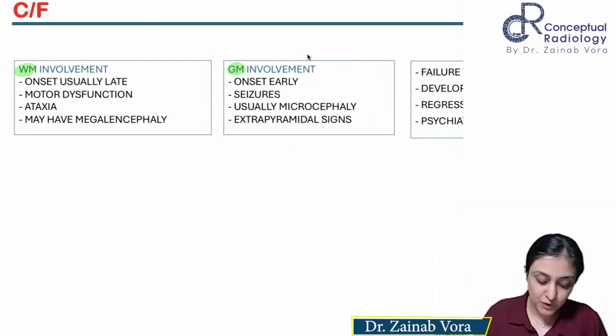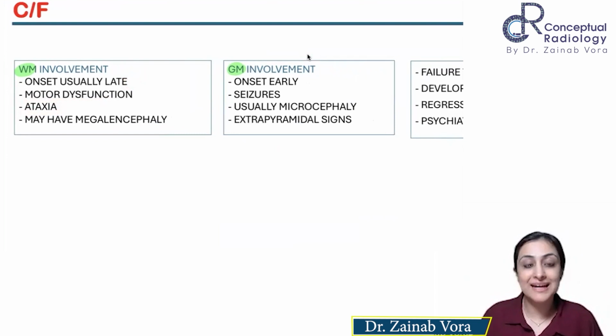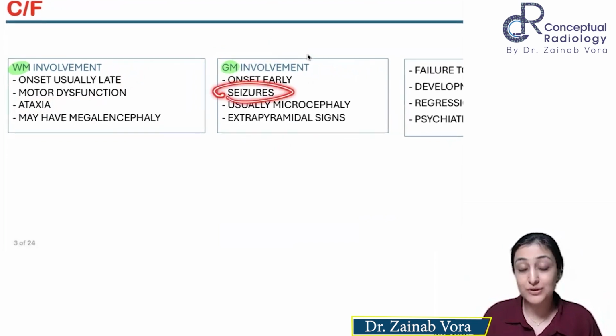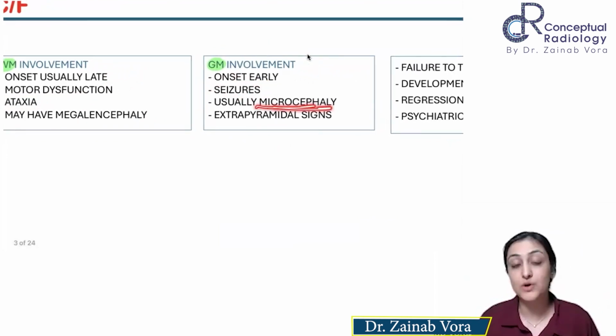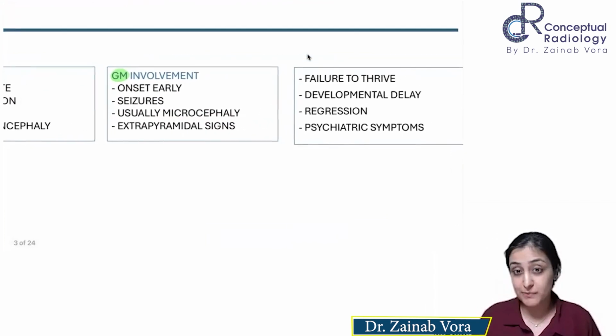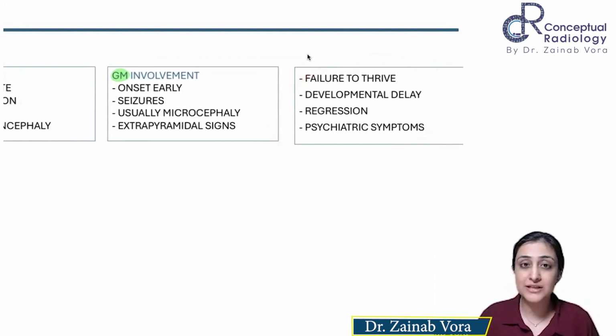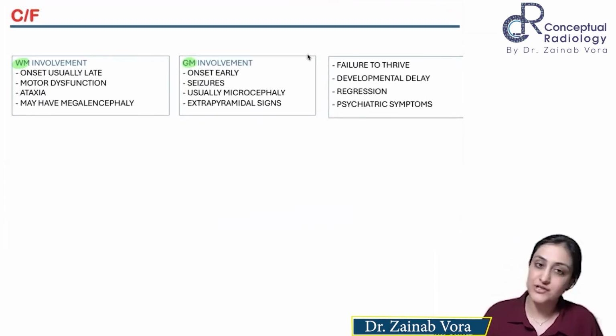So white matter involvement is usually late, and children will have motor dysfunction, ataxia, and may or may not have megalencephaly. Whereas if basal ganglia is involved or cortex is involved, you'll have seizures. And this is what usually causes microcephaly. And because basal ganglia is involved, you'll have extrapyramidal signs. And in general, buzzwords for any child who's suspected to have a leukodystrophy are failure to thrive, developmental delay, regression of milestones, and may have psychiatric symptoms as well.